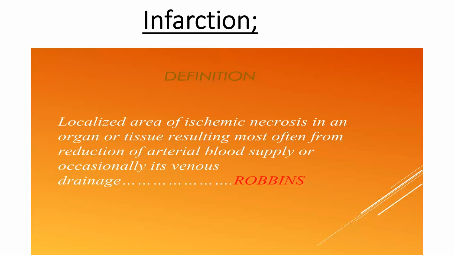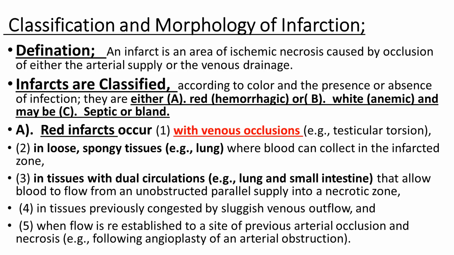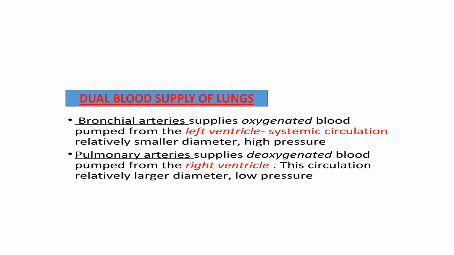Infarction. An infarct is a localized area of ischemic necrosis caused by the occlusion of either the arterial supply or the venous drainage. Infarcts are classified according to their color and the presence or absence of infection. They are either red, hemorrhagic, or white, anemic, and may be septic or bland. Red infarcts and white anemic infarcts.